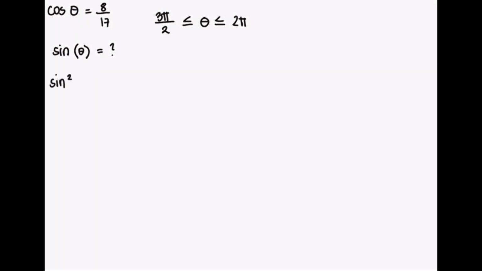Cosine theta is equal to 8 over 17. And let's say the angle theta is between 3 pi over 2 and 2 pi. So based on this, what is the value of sine? So let's use the same formula: sine squared plus cosine squared is equal to 1. So we need to find the value of sine.